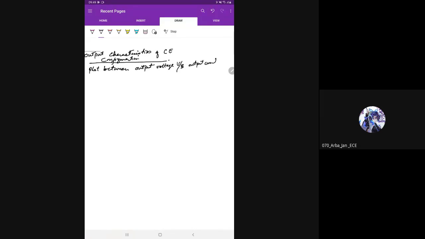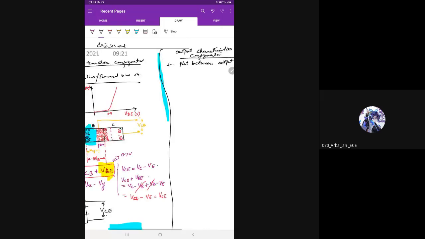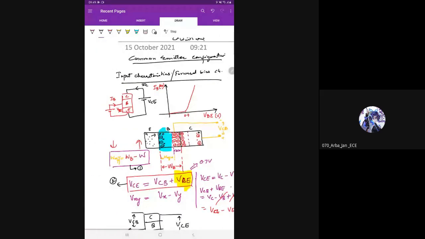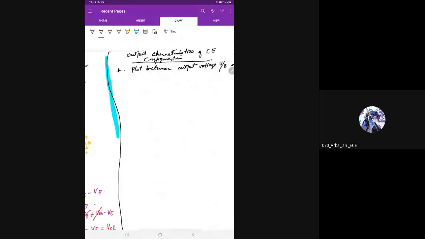Output current. It will be a plot between output voltage and output current. If we try to understand what the output voltage is here, it is VCE. And what is the output current? Output current is IC. So it will be a plot between IC versus VCE.